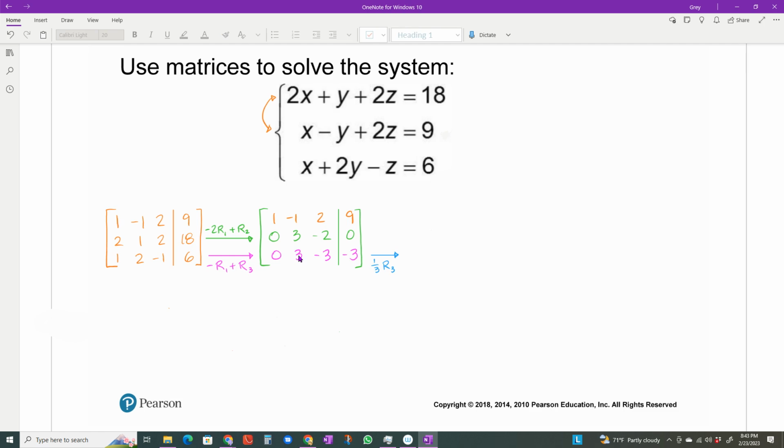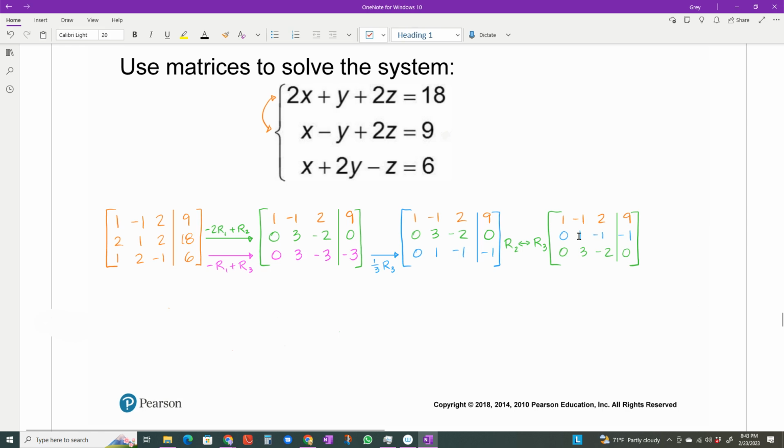Okay, so my top two rows are not going to change. And then I'm going to divide 0 divided by 3, 3 divided by 3, negative 3 divided by 3, negative 3 divided by 3. And now I'm going to just switch rows 2 and 3, which is what that says. So again, top row is not going to change, but I'm going to switch the 2 and 3. So I'm going to have 0, 1, negative 1, negative 1, and 0, 3, negative 2, and 0.